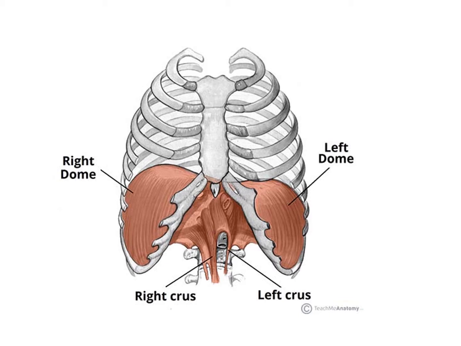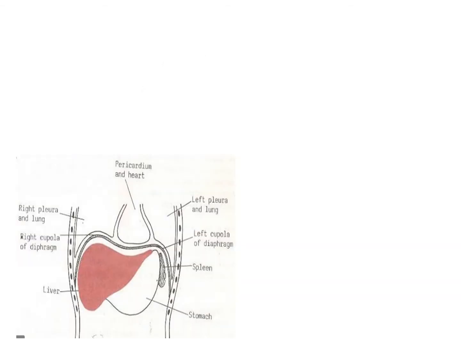The superior surface is covered with the diaphragmatic pleura and the inferior surface is covered with diaphragmatic fascia. The inferior relations: on the right side it is related to the right lobe of liver, right kidney, right suprarenal gland, and on the left side it is related to the left lobe of liver, fundus of stomach, spleen, left kidney and left suprarenal gland.